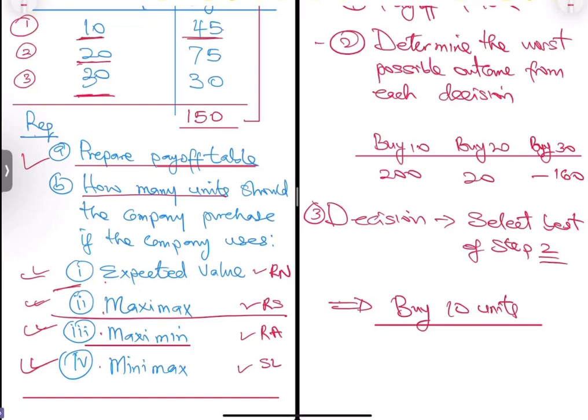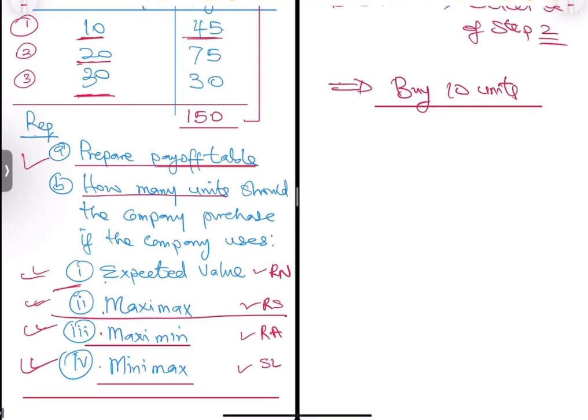The last one is the Minimax, which is the guy that wants to minimize his regrets. And that's where we'll end it today. So tomorrow we'll look at the other methods of risk management and we'll complete risk and uncertainty. Next week we'll go into budgeting.